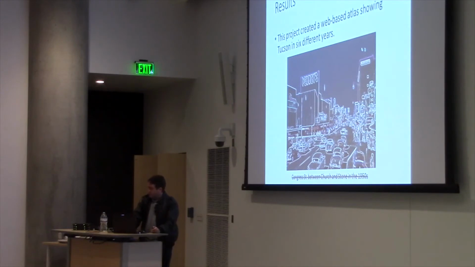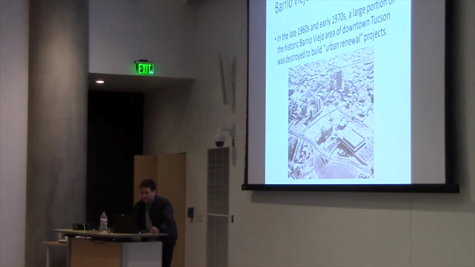Okay, well, the results of this project. This project created a web-based atlas showing Tucson in 6 different years. I thought this was a picture of Tucson. I just discovered about 15 minutes ago this is actually a picture of downtown Phoenix, which is why I came here and edited it appropriately. So I'm going to show you some examples of the functionality of this atlas in action.